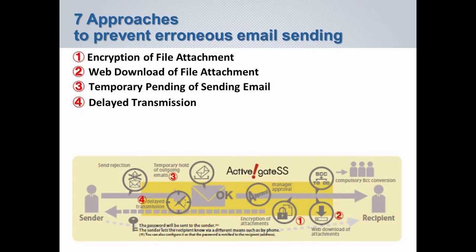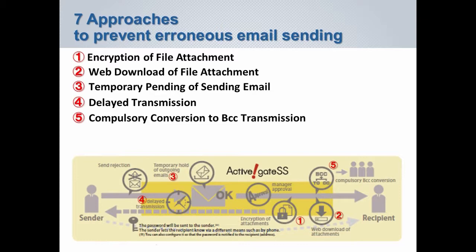And the fourth is delayed transmission. This function is used in combination with the temporary pending function. For example, when an email contains both an external domain and an internal domain as destinations, the email to the internal domain is sent first and the email to the external domain is held.